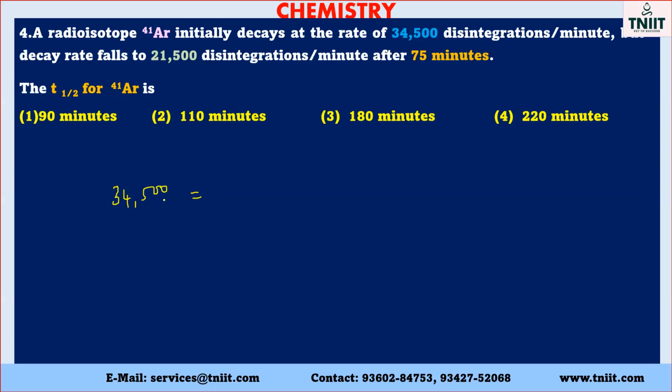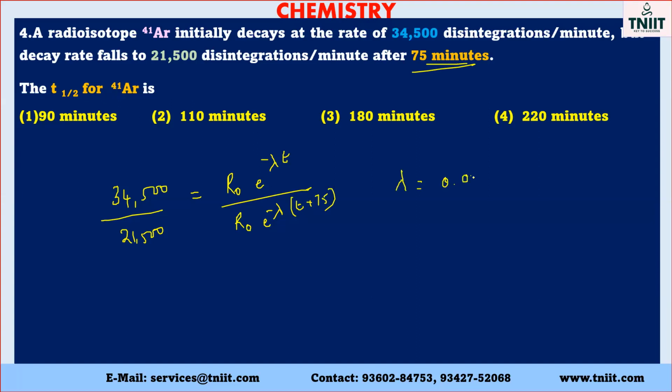So 34,500 disintegration. So R naught will be initial rate, e to the power minus lambda t. Likewise, the second condition, 21,500 disintegration, that will be equal to R naught e to the power minus lambda. Time is after 75 minutes. That means it is t plus 75. So on simplification, this will get cancelled. And on simplification for lambda, the value we get is lambda equals 0.00649 per minute.